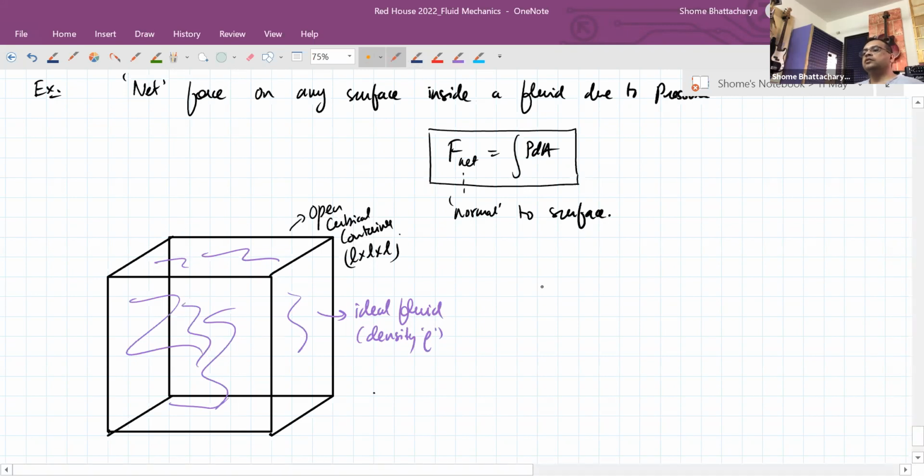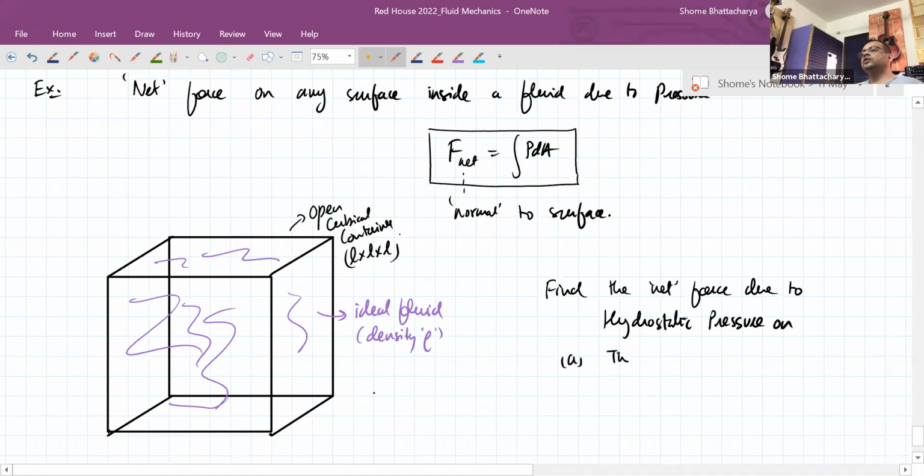So we want to find the net force due to hydrostatic pressure on the floor of the container. That is very easy because there's a uniform pressure, and then any of the side walls, which is a little bit more complicated because there's variable pressure. Pressure varies with depth. So we have to use this integration method.